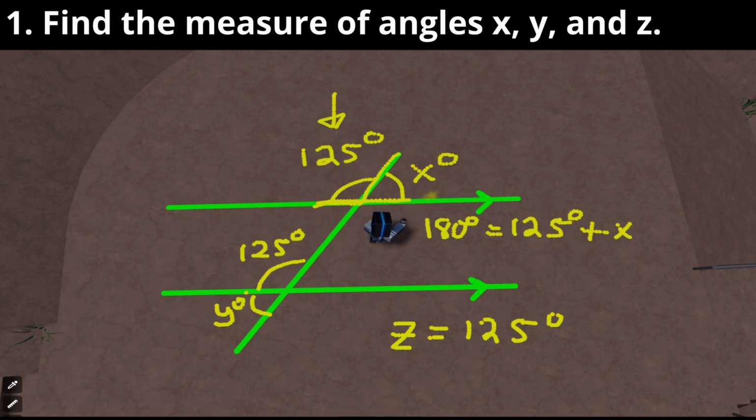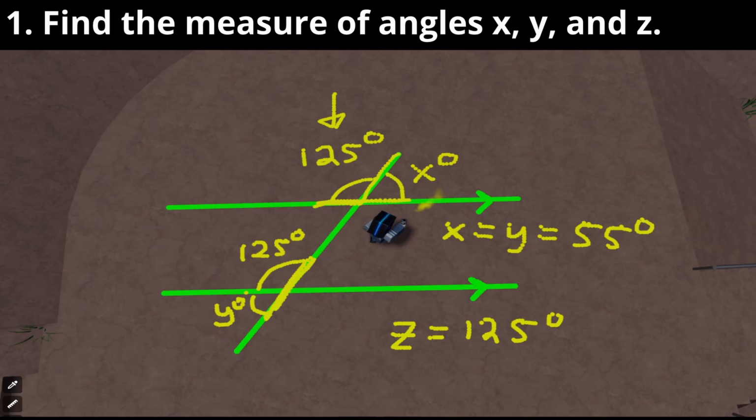And notice for y, I can do the same thing because angle y and 125 degrees are along a straight line. So they add up to 180. So I can also write 180 is equal to 125 degrees plus y. To solve these, all you need to do is subtract 125 from both sides. So you'll have 180 minus 125. And if you do that, you're going to find that x and y are the same thing, and they're equal to 55 degrees.